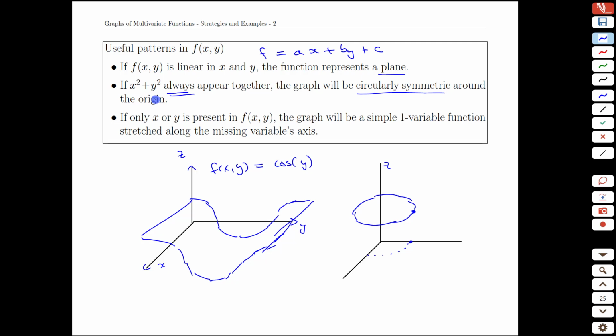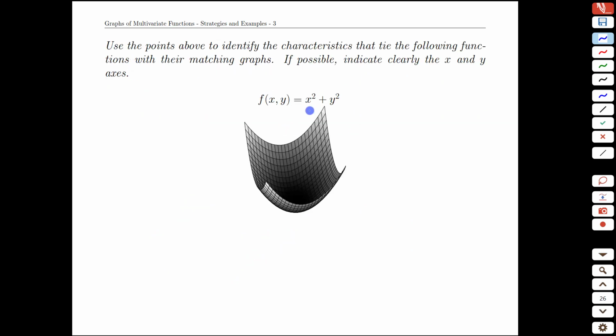In this example here, we start off with literally f of x, y equals x squared plus y squared. And so we see right away that this has circular symmetry. And if that's the case, we can see that here. If we pick a height and look around, we can see all the points in that circle have the same height. Same as we go to the corner here.